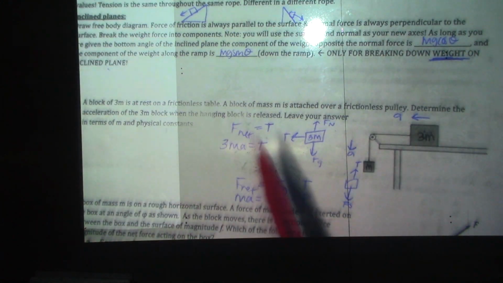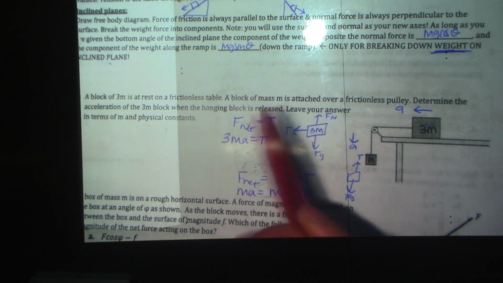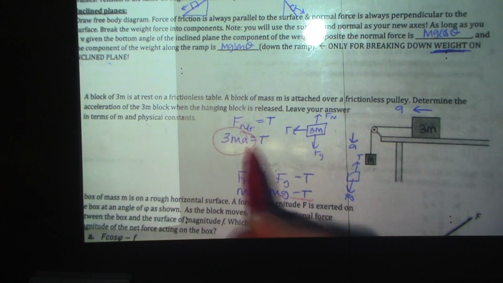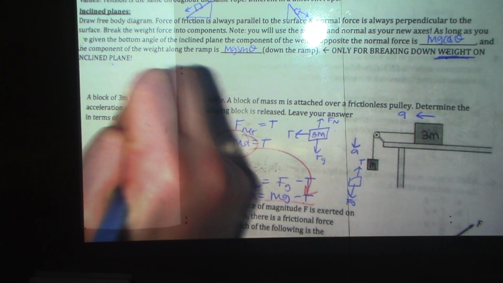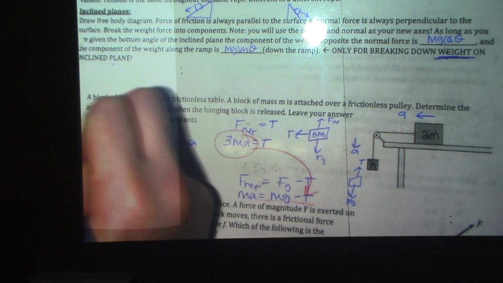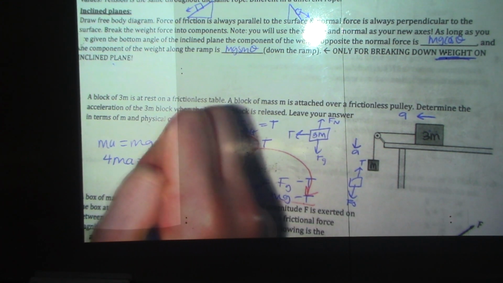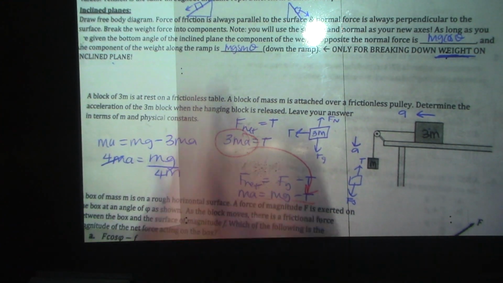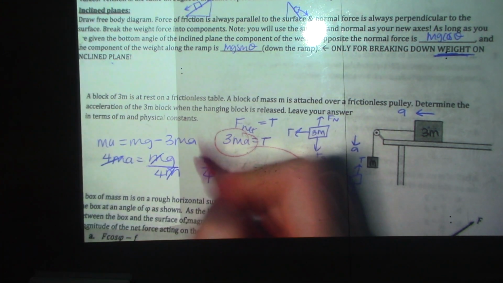Now I have two equations. I'm trying to get A by itself. In either one I have T, and I'm not allowed to have T in my answer, so I'm going to substitute in. That gives me MA equals Mg minus T, which is 3MA. Add that over, that becomes 4MA equals Mg. Divide 4M over, because we're trying to get A by itself. The M's cancel out here, so this is just g over 4 for my acceleration.